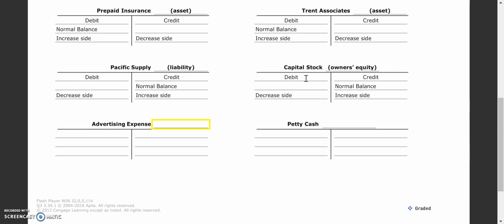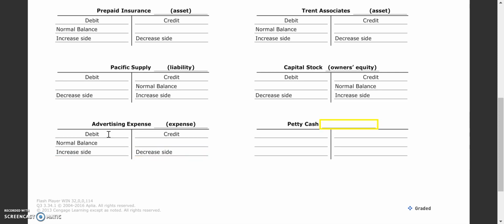And then our last two we have to worry about are advertising expense and petty cash. So advertising expense is clearly an expense, so we put debits and credits here. The thing we have to remember about expenses is that they technically reduce owner's equity because they're a cost of doing business. So technically, their normal balance is a debit because it's opposite of whatever the owner's equity is. So we increase on the debit side and decrease on the credit side.